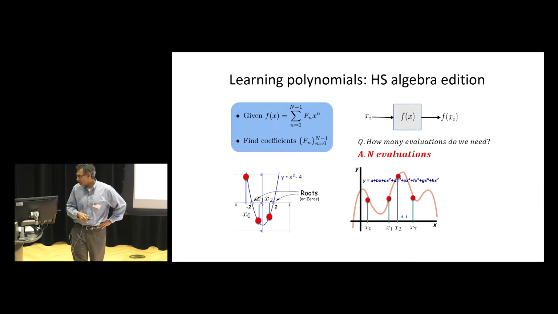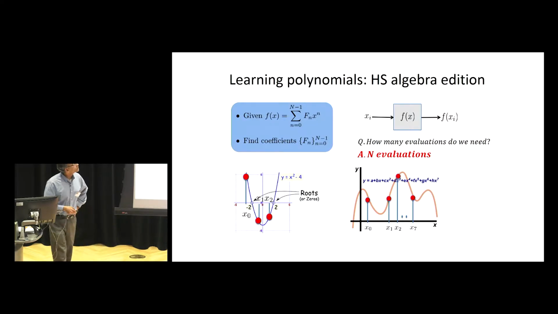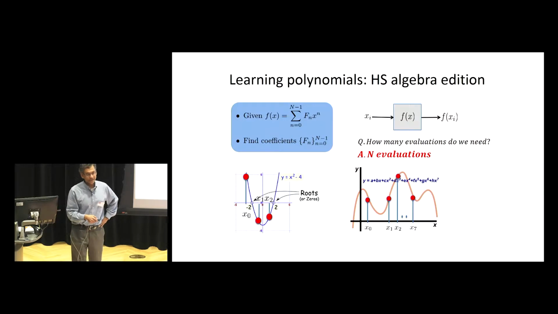So let's begin with a polynomial learning exercise, which is really high school level. You're given a polynomial of degree N-1, capital N-1, and you want to find the coefficients of the polynomial. So how many evaluations do we need? We know from high school algebra that if you have a quadratic, you need 3 points, 3 distinct points.